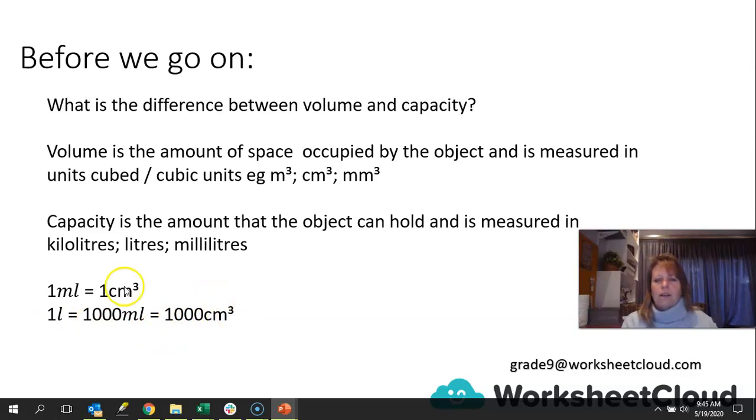Everybody got that? Let's just have a look again. 1 milliliter is the same as 1 centimeter cubed, but we know that 1,000 milliliters is 1 liter. Okay, but 1,000 milliliters would give me 1,000 centimeters cubed. Therefore, 1 liter is 1,000 centimeters cubed. Therefore 1 kiloliter is 1,000 liters, and 1,000 liters would give me 1 meter cubed. Okay, so we need to remember that going forward because we've got some conversions to do now, and then we've got some problems to solve later.